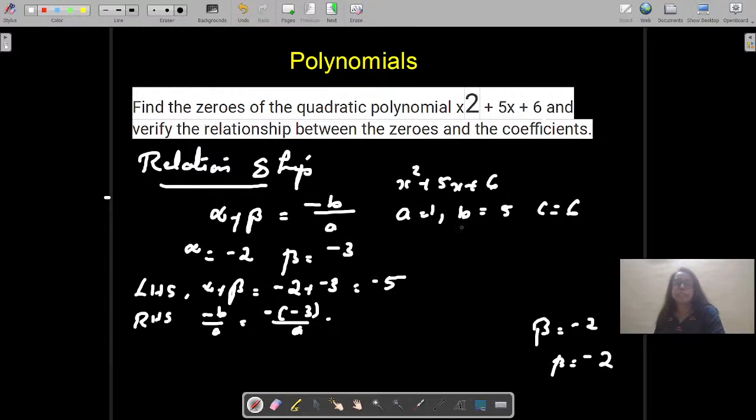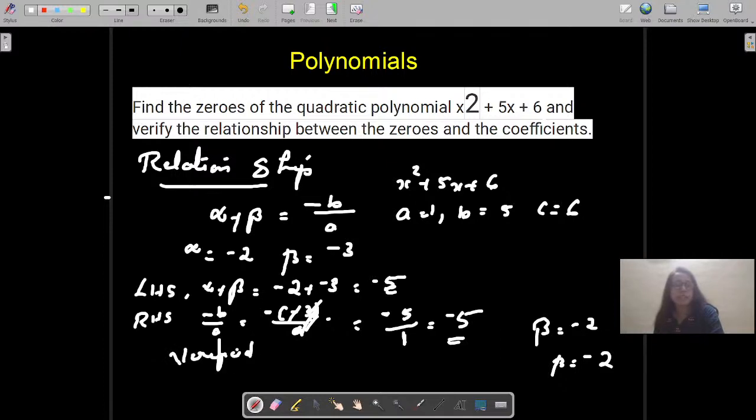A is equal to 1, b is equal to 5 and c is equal to 6. So what is minus b by a? That is equal to minus 5 upon a, and a is 1, so that is equal to minus 5. So alpha plus beta, the LHS, is equal to minus 5, and the RHS is also minus 5. So the first one, the sum, alpha plus beta is equal to minus b by a, is verified.